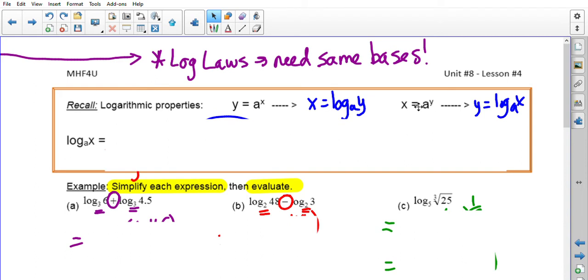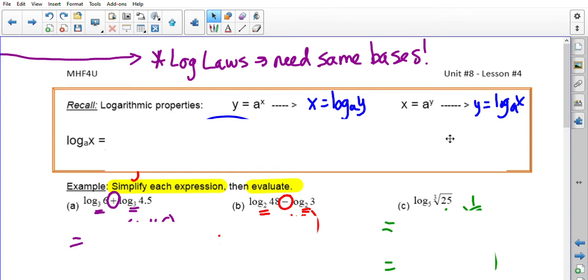So notice here we have another exponential equation, except x and y are switched. I just want to make sure you're able to rearrange to log no matter where the variable is. So remember, now this is the answer of exponential, so now it's going to become the answer of log. So this becomes y equals log of x to the base a.